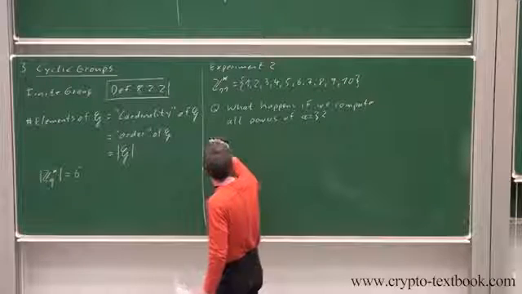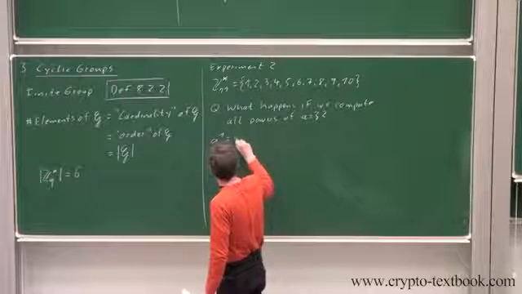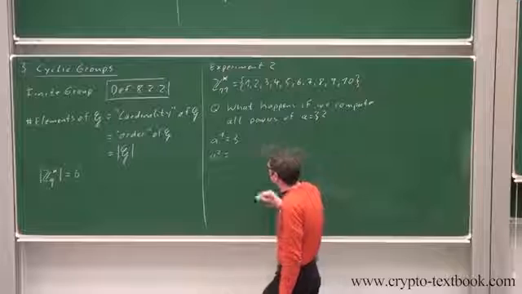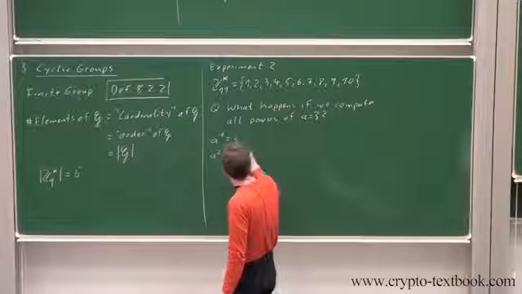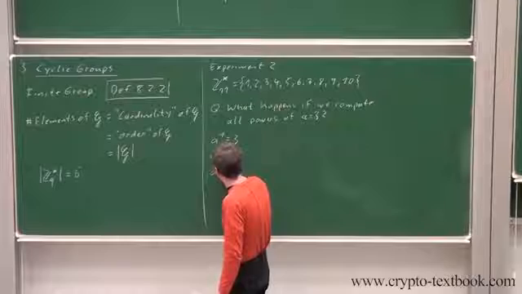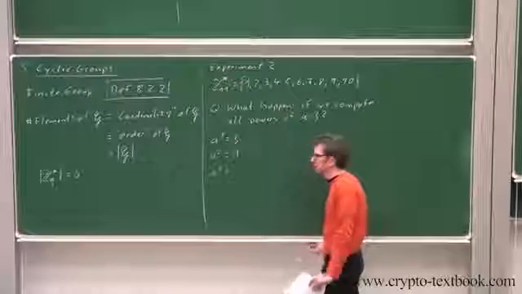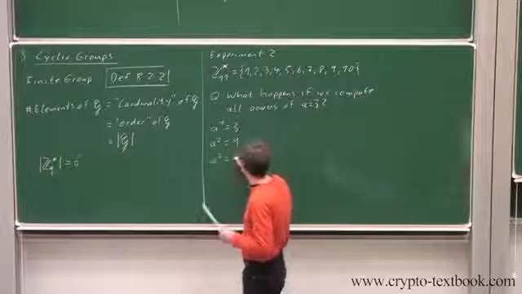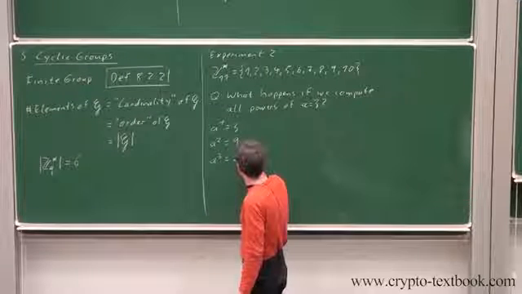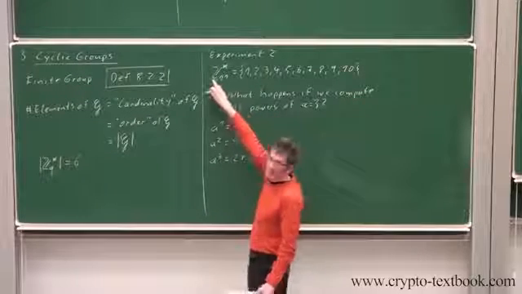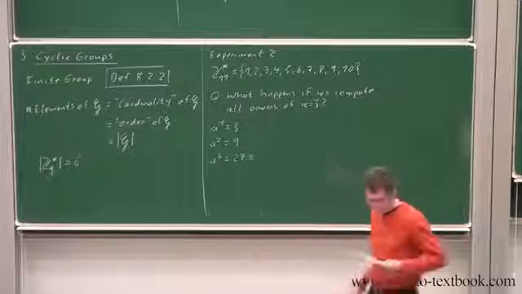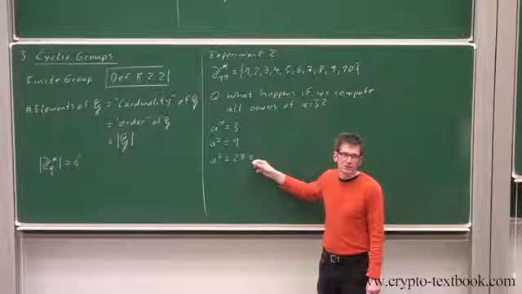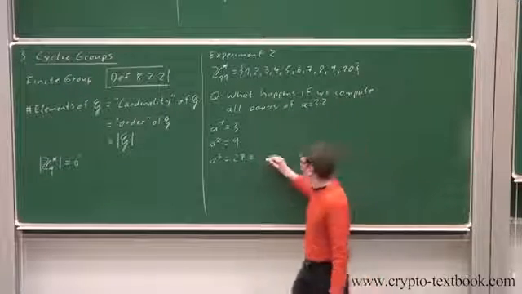So let's look. A to the 1 is 3. A to the 2 is 9, still okay. A cube, a to the 3rd, is 9 times 3, which is 27, but we're in Z11, so you have to reduce modulo 11. And what's the remainder here? If you divide by 11, what's the rest? 5, very good.